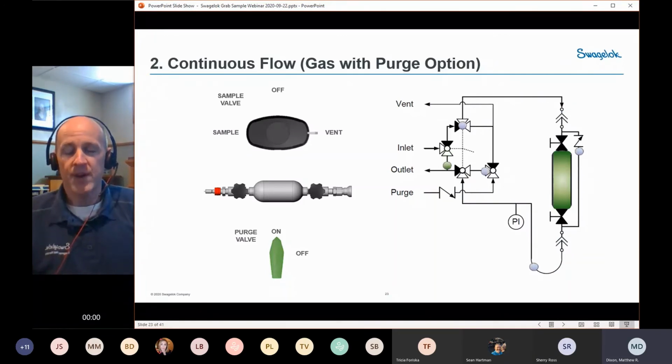Now that could be very important if you had something that was toxic, right? Even those small amounts, for something that's ppm levels of toxicity, you definitely don't want to release that to the atmosphere, especially around the operator who's disconnecting that. So definitely an option that we recommend for toxic samples.